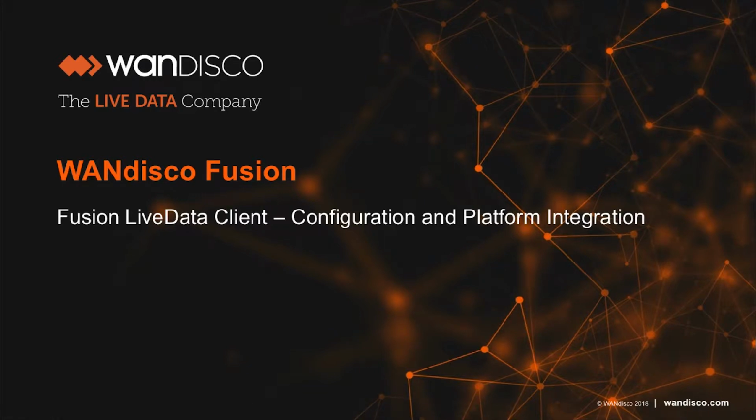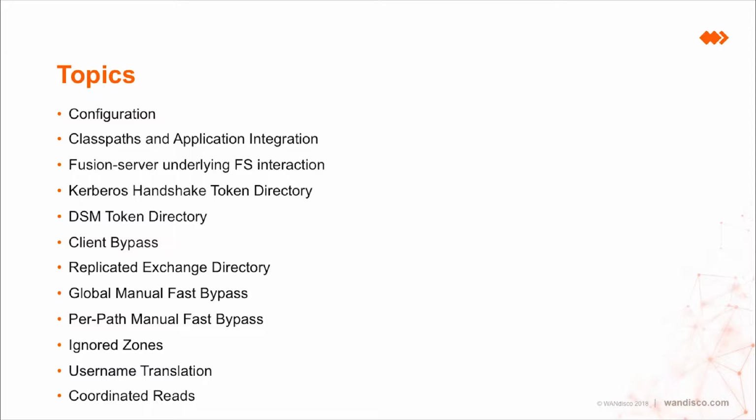Welcome to the WANdisco Fusion lesson on the Fusion Live Data Client, configuration, and platform integration. The topics covered are as follows: configuration, classpaths and application integration, Fusion server underlying file system interaction, Kerberos handshake token directory, DSM token directory, client bypass, replicated exchange directory, global manual fast bypass, per path manual fast bypass, ignored zones, username translation, coordinated reads.